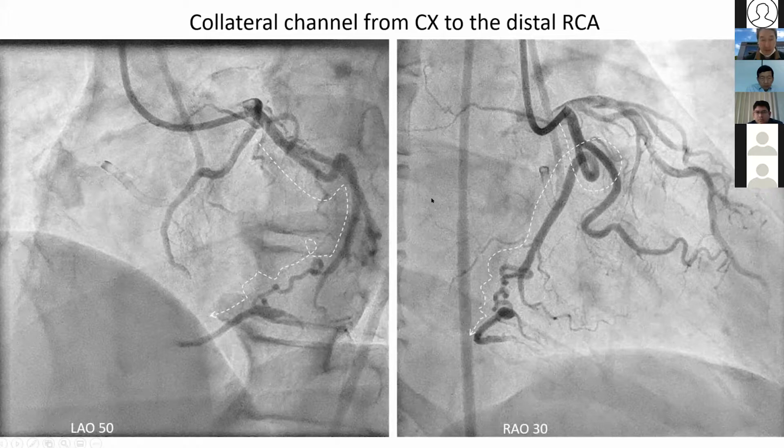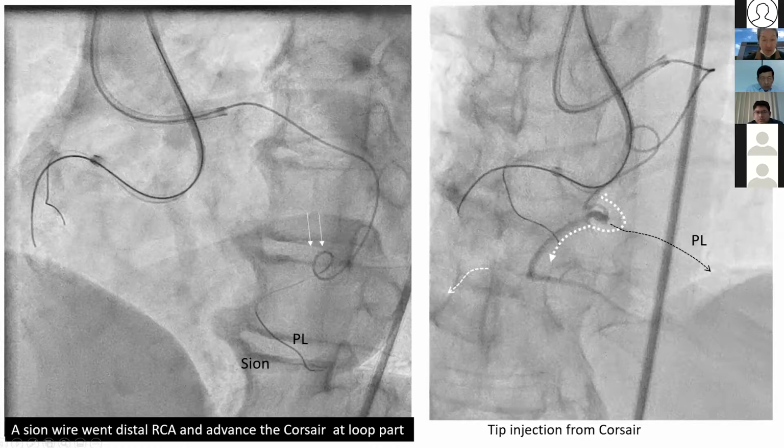But I started with a Sion wire and Corsair 150, and then I could cross this loop, and then the Sion wire goes in the very distal direction to the posterolateral branch. But anyway, I need to cross this loop, so I advance the Corsair to this loop, remove the Sion wire and make a tip injection.